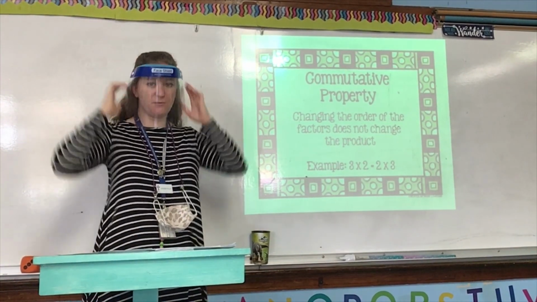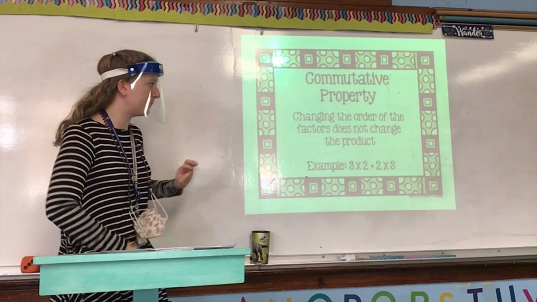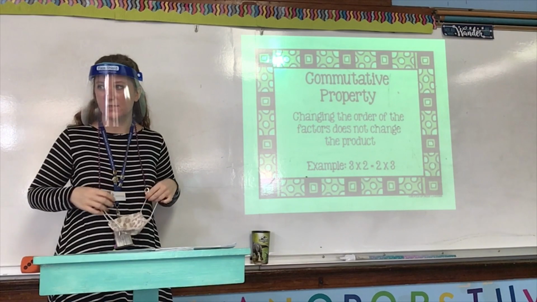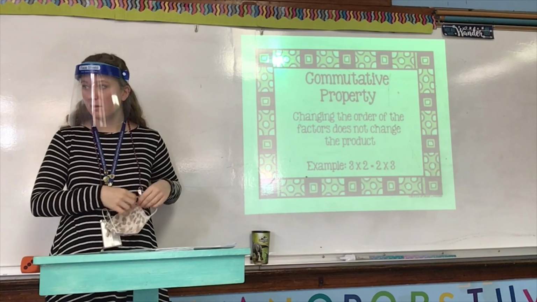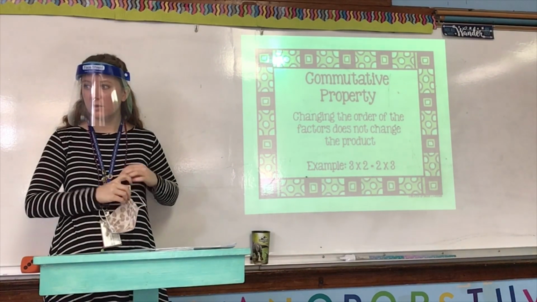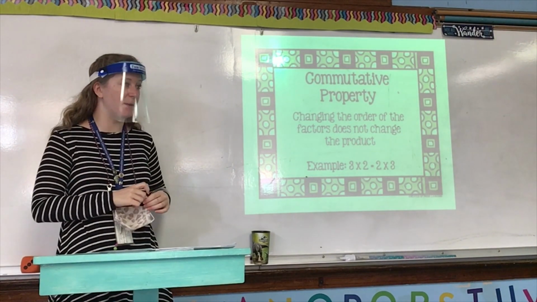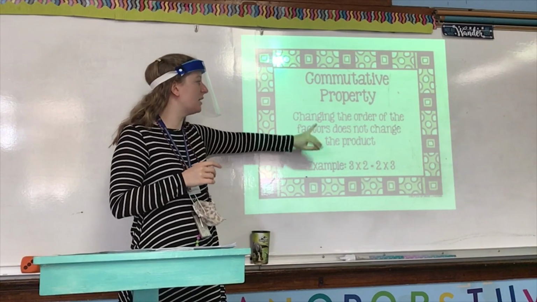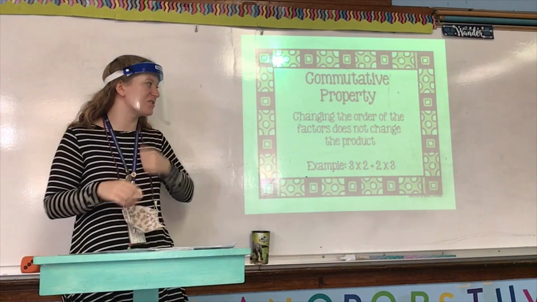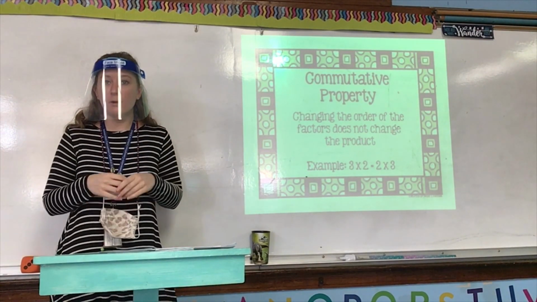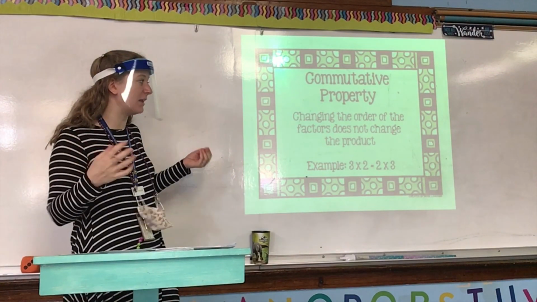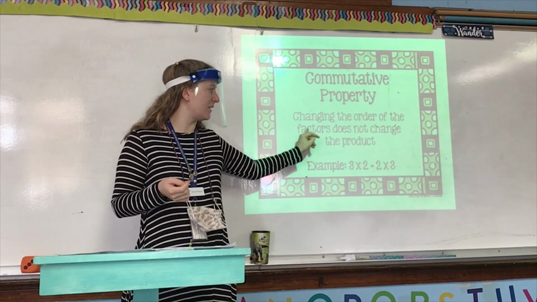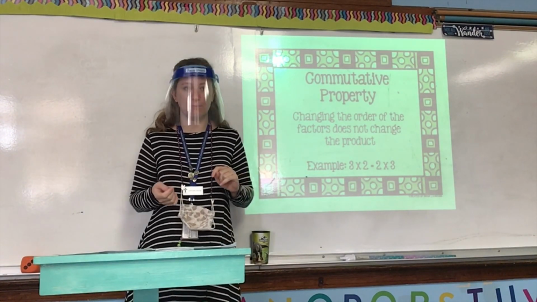Who can help her out? Where have we heard commutative property that sounds a lot like changing the order of the factors does not change the product? Kingston. When we were doing the addition properties. So here we have the commutative property of multiplication that says changing the order of the factors does not change the product. Well, when we were talking about addition and subtraction, we learned the commutative property of addition said changing the order of the addends does not change the sum.